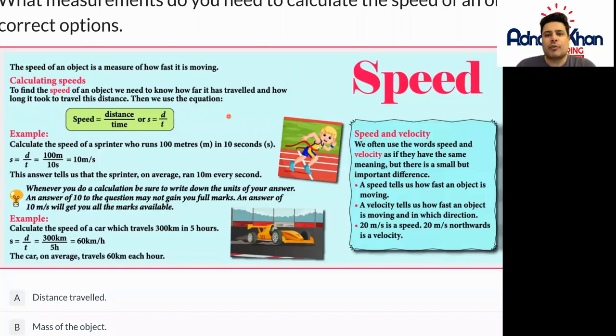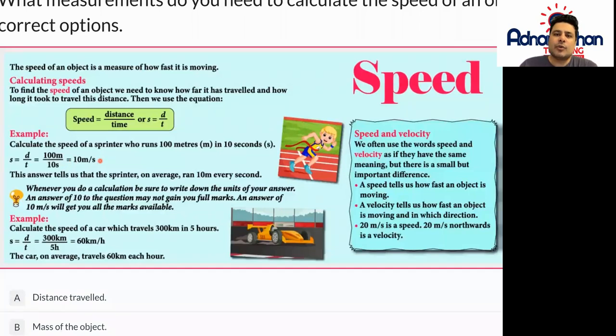So here's an example for you. Calculate the speed of a sprinter who runs 100 meters in 10 seconds. In this case, 100 meters will be the distance, so 100 meters will come at the top of our equation. And the time it took is 10 seconds, so 10 seconds will come here at the bottom. So 100 meters divided by 10 seconds will give us an answer of 10 meters per second.